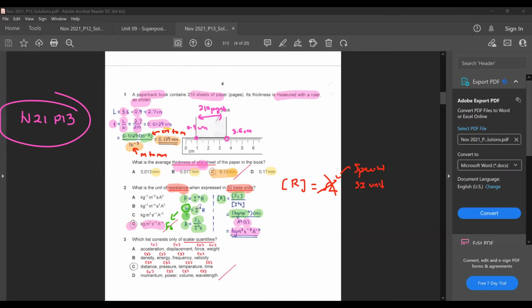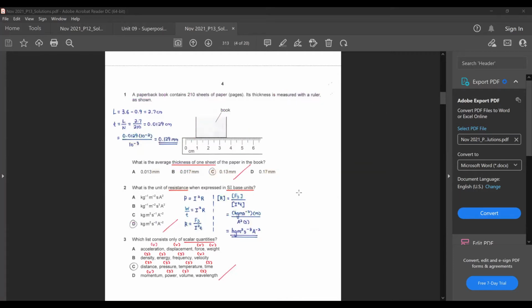I don't really need to change the equation for current. The unit for current is ampere. That one is already in SI base units, so I don't really need to bother changing current. I can just leave it as it is. The only thing I needed to change was the power portion so that I can get it in SI base units. Okay, so this one is okay.